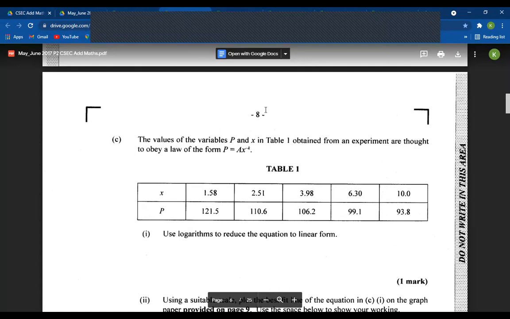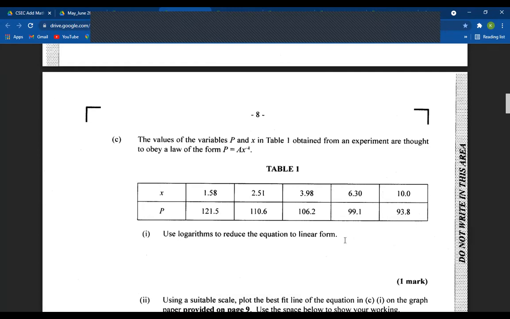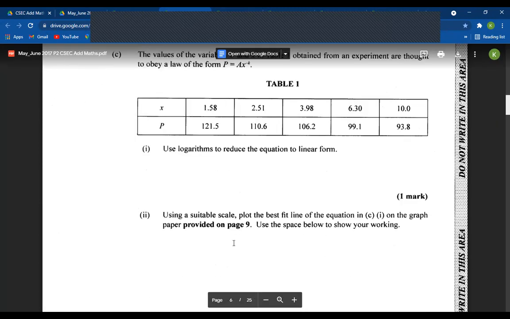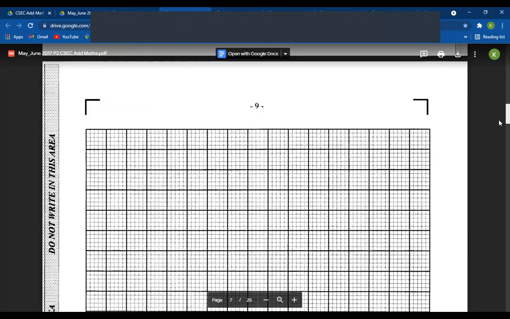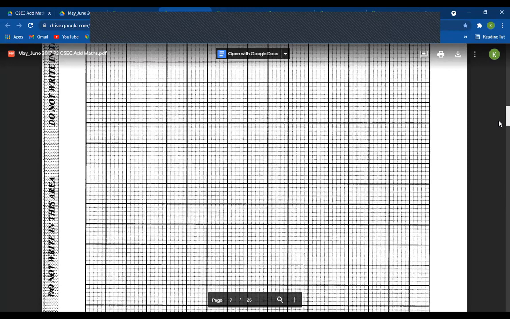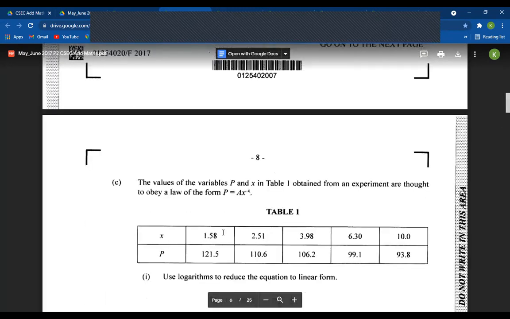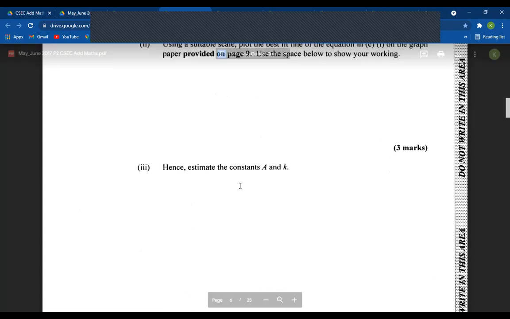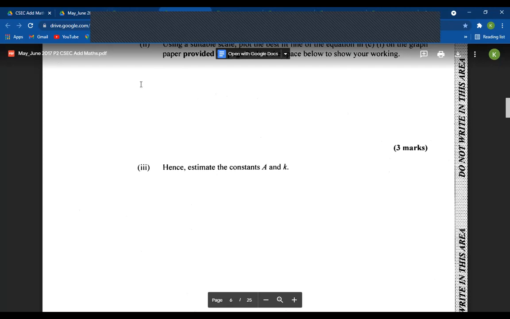Because if you look at this question, we didn't reach there yet. But they want you to look at this equation that they gave you and deduce. Using logs, you need to write this in its linear form. Some teachers don't teach that. Then you also have to plot a graph using best fit line and all that, using the values that they gave you. And then you have to estimate constants.